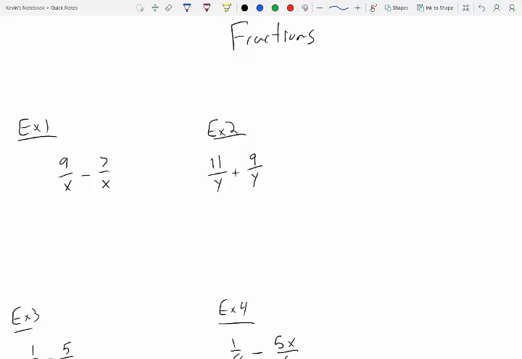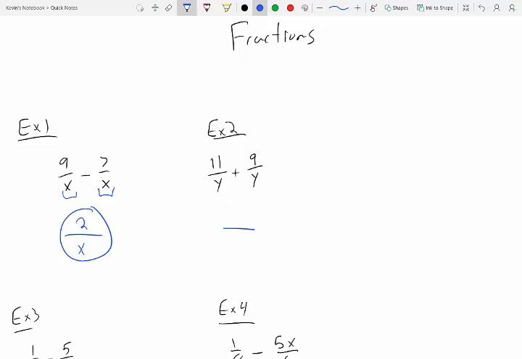So all we do is, if we have to subtract these and we have a common denominator, we keep that on the bottom. So my common denominator is x, I put it on the bottom. And then I just subtract the tops. 9 minus 7 is 2. There's my final answer. Example 2, we're adding.